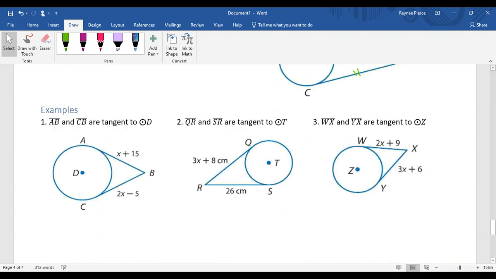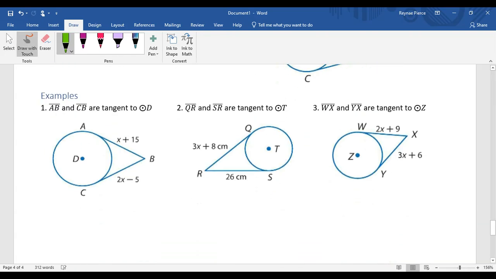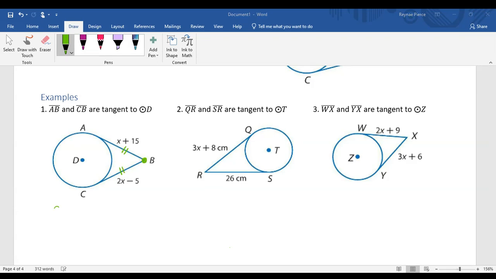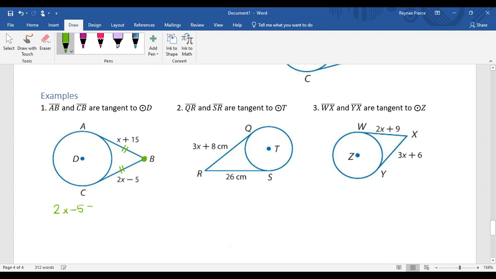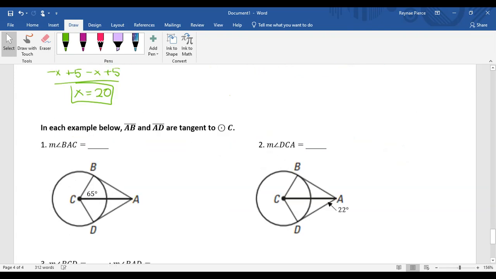A couple different kinds of examples we're going to focus on. This first one, we know AB and CB are tangent to the circle, so they are congruent since they intersect at point B. So we get to set 2x minus 5 equal to x plus 15 to find x. Subtract x from both sides, add 5. We get x to be 20. Try examples 2 and 3 on your own. We will talk about them in class if we need to.